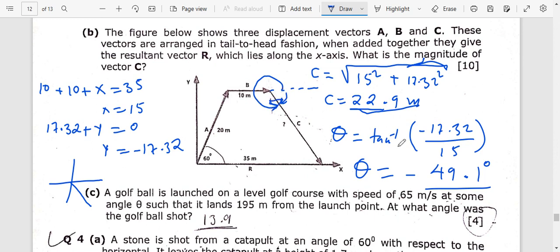So all we are going to do is add 360 to the angle that you have found. That is going to give you the angle relative to the positive x-axis in the anti-clockwise direction. So therefore that is 310.9. That is the direction for C. So C is 22.9 meters and 310.9 degrees in direction. So that is C.